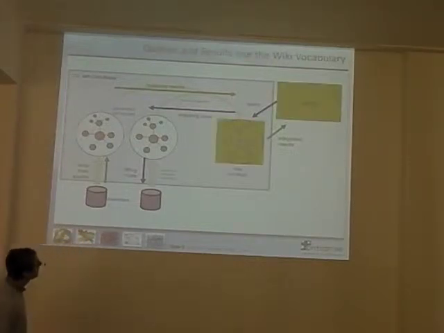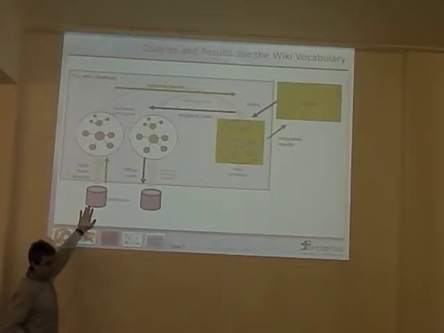And the green things here represent the wiki vocabulary. Everything else is another vocabulary. So users of the wiki only see their vocabulary, their terms that they're familiar with. They don't care about the structure which actually exists in the database.